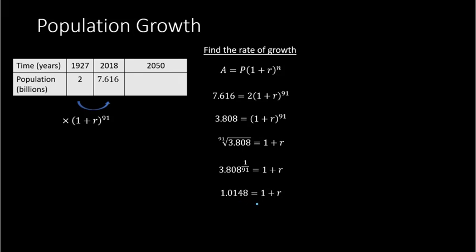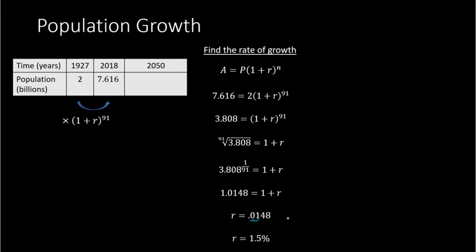So that's equal to 1 plus r. So to solve for r, we can subtract 1 from both sides, and that would give you r equaling 0.0148, which, if you convert to a percent, move the decimal point 2 places to the right, you're going to get 1.48%, which you can round to 1.5%. So the rate of increase is 1.5%.